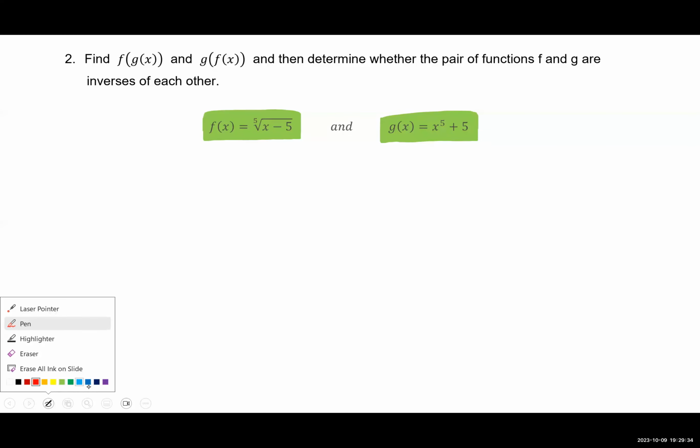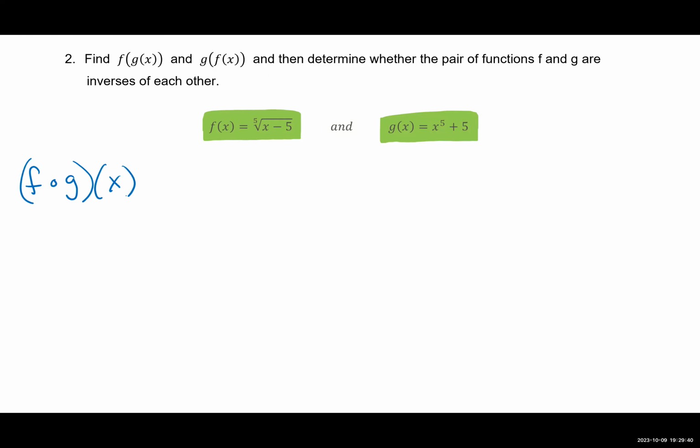So let's do f of g of x, or g of f. It doesn't matter which one's first. Just check one. So that's f of g of x, which is f of, well, the g of x function is x to the 5th plus 5. Which means the entire g function is going in for x.